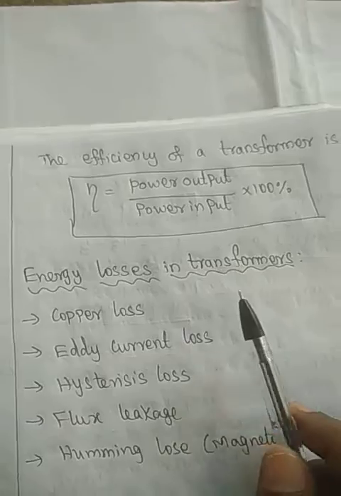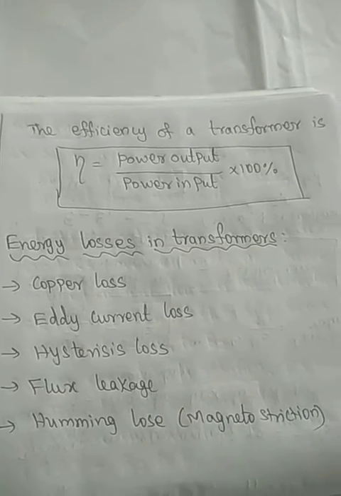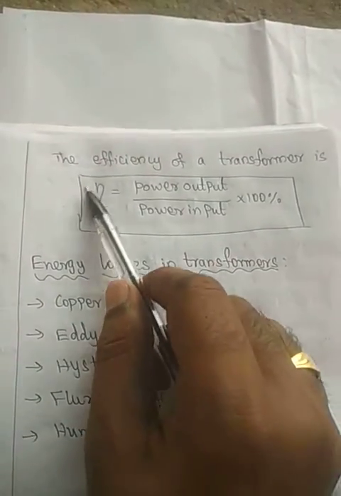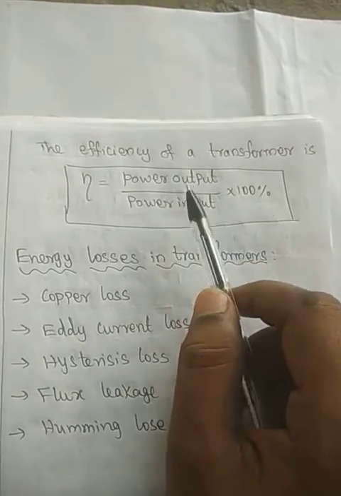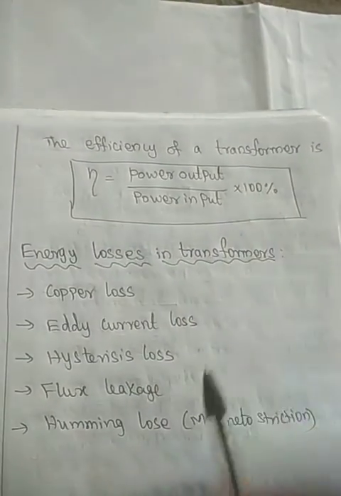Next, in problems they may ask for the efficiency of the transformer. So you can use this formula: efficiency of the transformer is equal to power output by power input into 100.